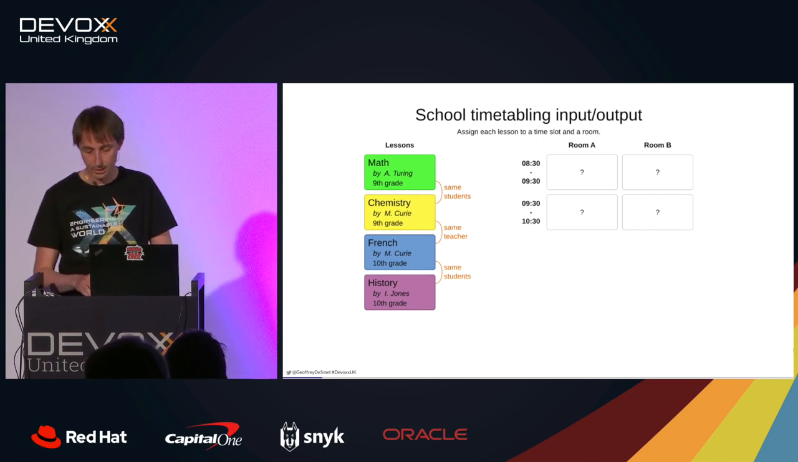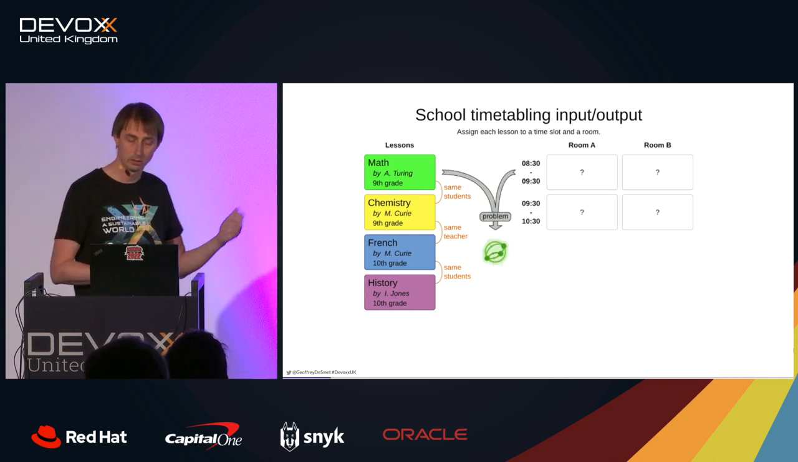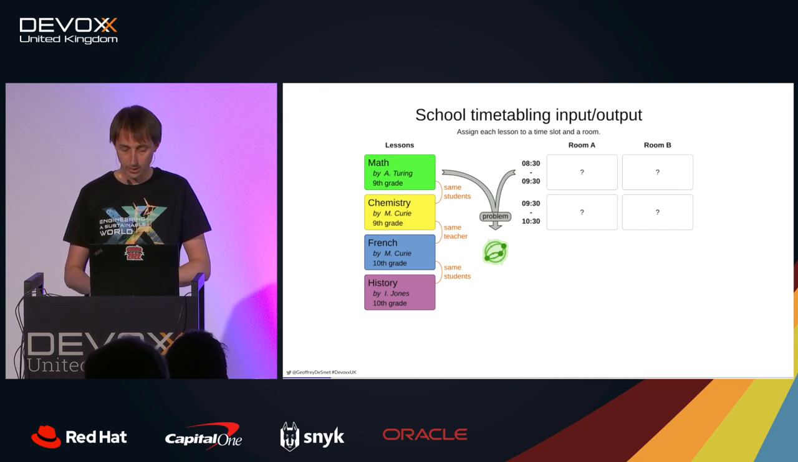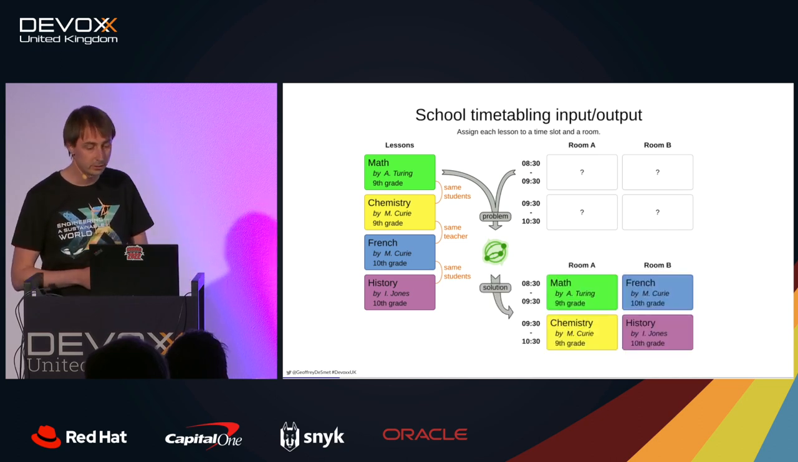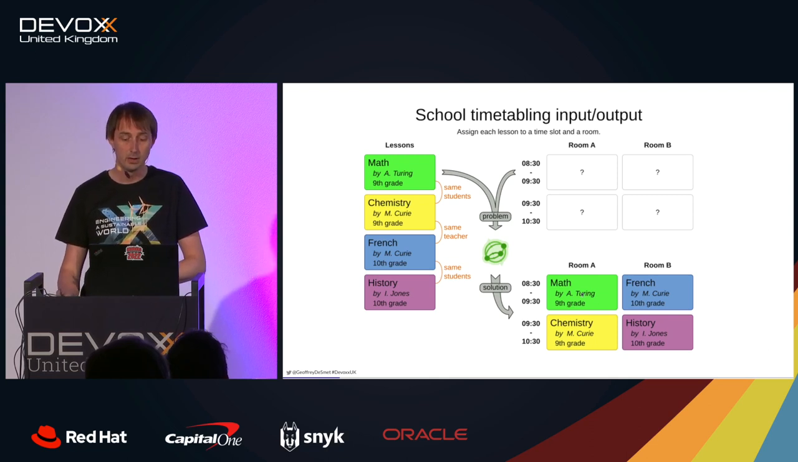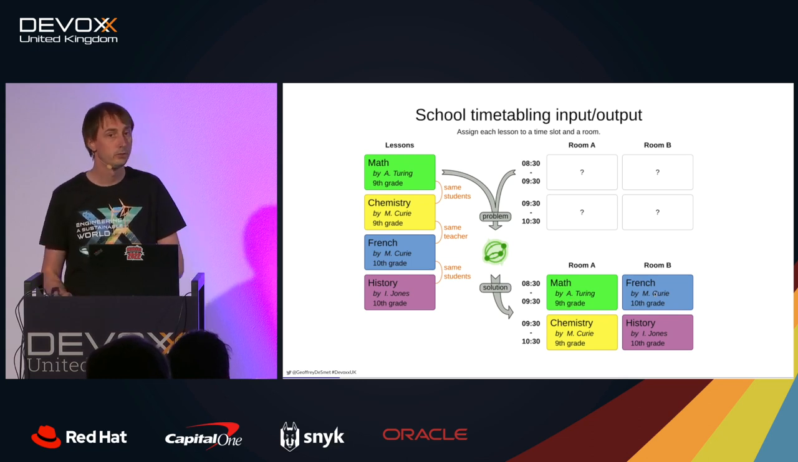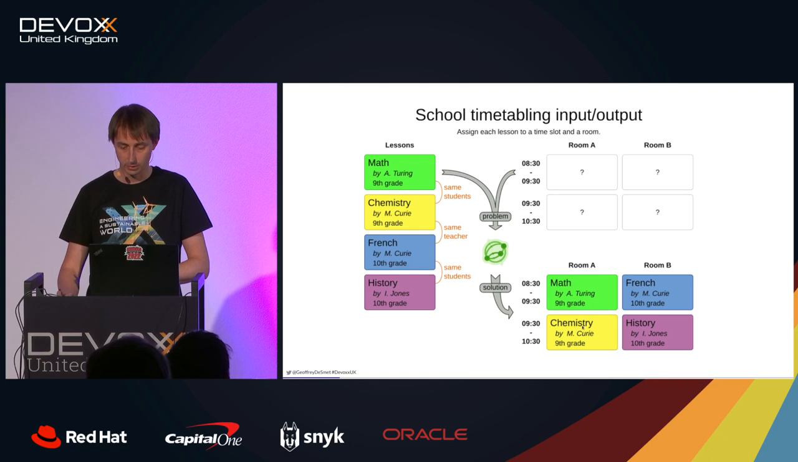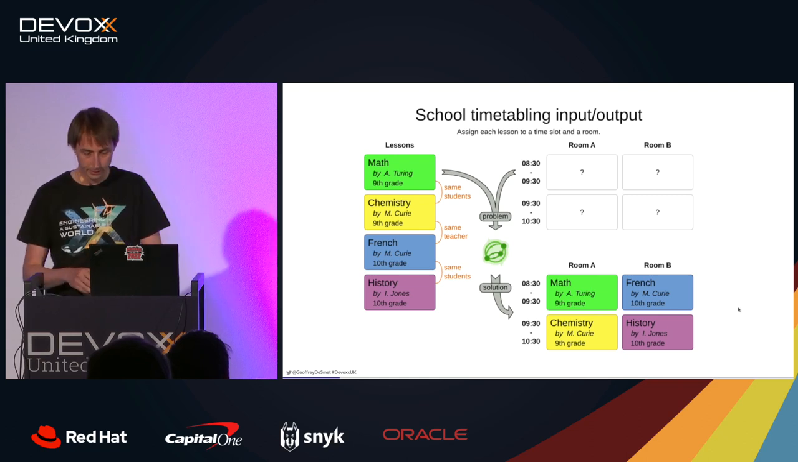We're going to write an application that, if you give this to a constraint solver like OptaPlanner, we get a solution like this. If you look at this solution, you will see it scheduled math and French at the same time, which is fine because they don't have the same students, 9th grade and 10th grade. They don't have the same teacher, Alan Turing and Marie Curie, so it's all fine, right? And same thing with chemistry and history.